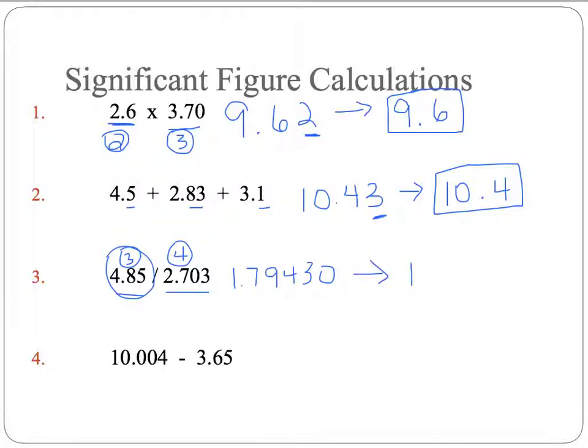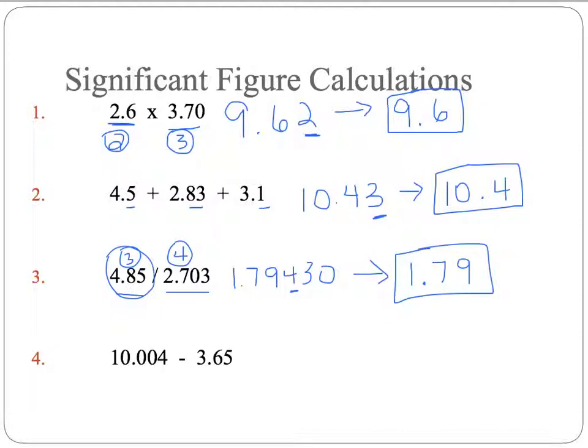So this one is my least, so I'm going to record this answer to 3 significant figures. The 1 is 1 significant figure, the 7 is another significant figure, and my third one is the 9. I need to decide on my last one. I need to look at that 4, and since it's a 4, I don't round up. So my answer for that is 1.79.